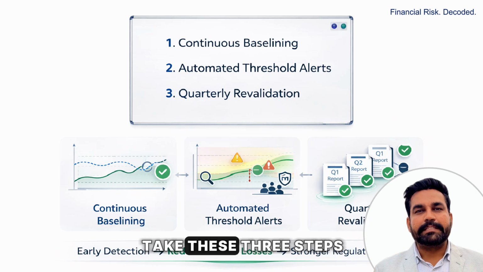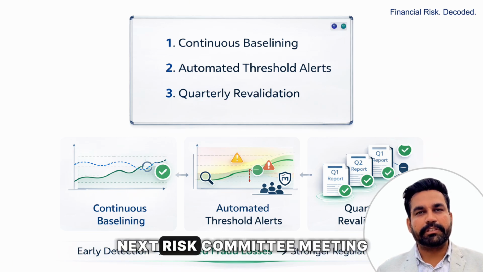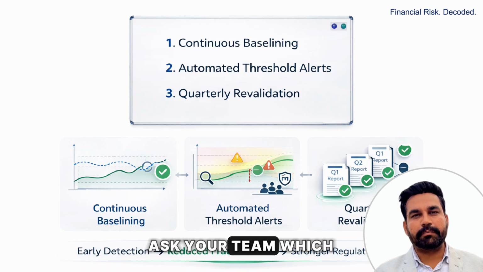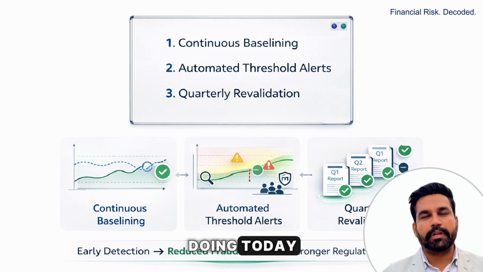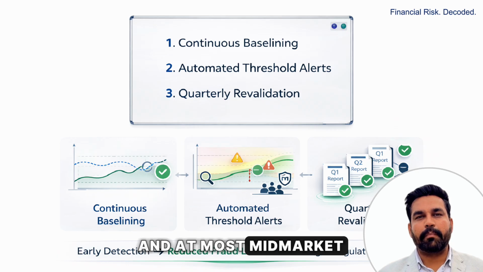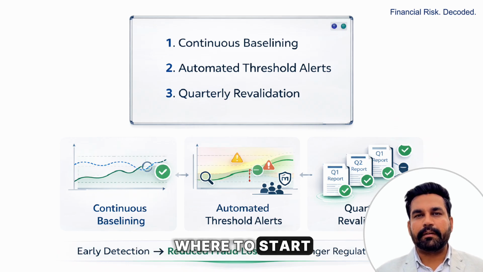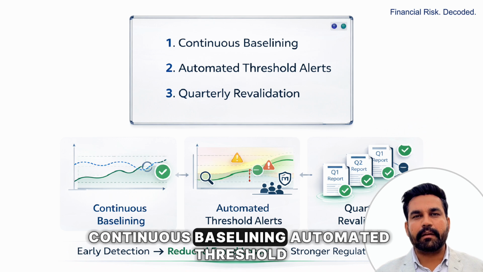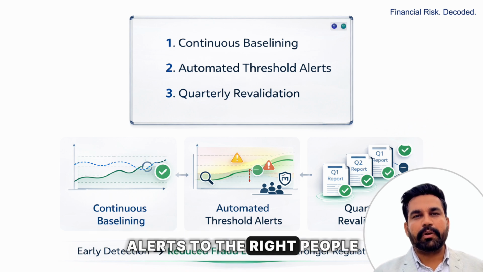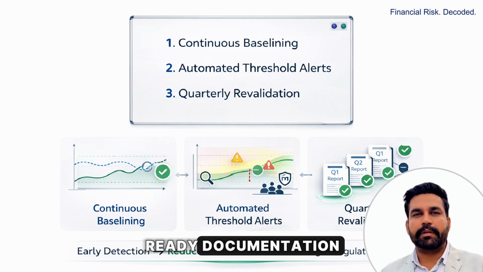So, take these 3 steps, write them on a whiteboard, bring them to your next risk committee meeting. Ask your team, which of these are we doing today? If the answer is 0 out of 3, and at most mid-market banks it is, you now know exactly where to start. Continuous baselining, automated threshold alerts to the right people, quarterly revalidation with regulator-ready documentation.